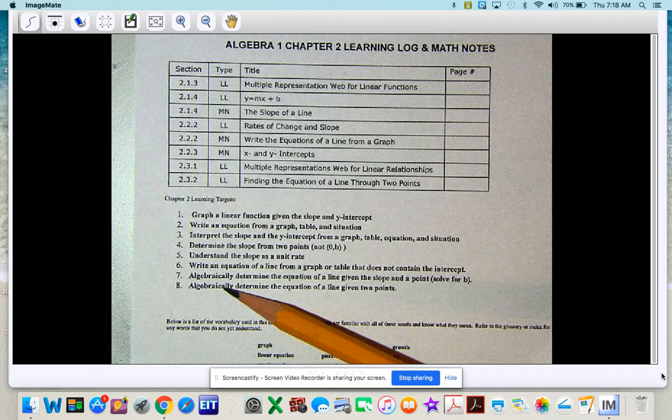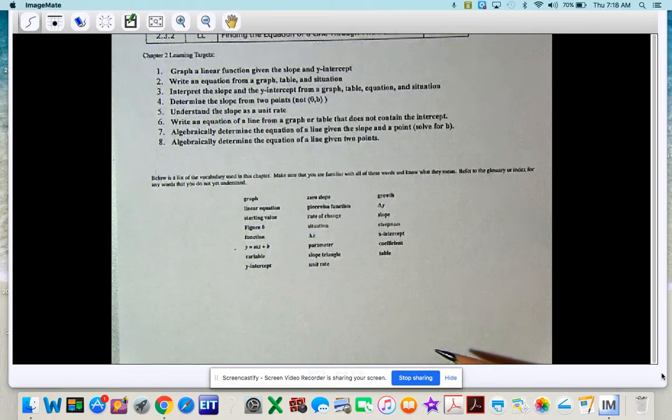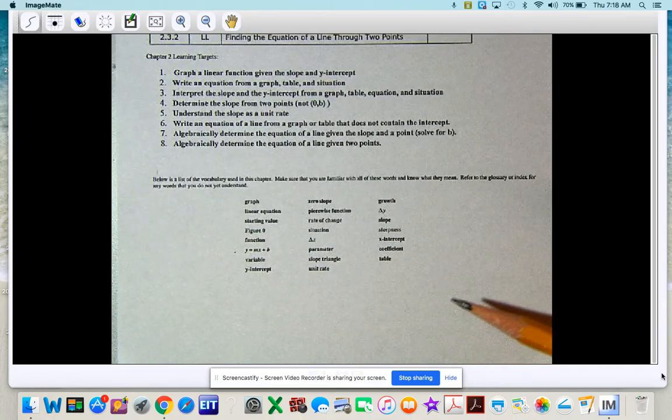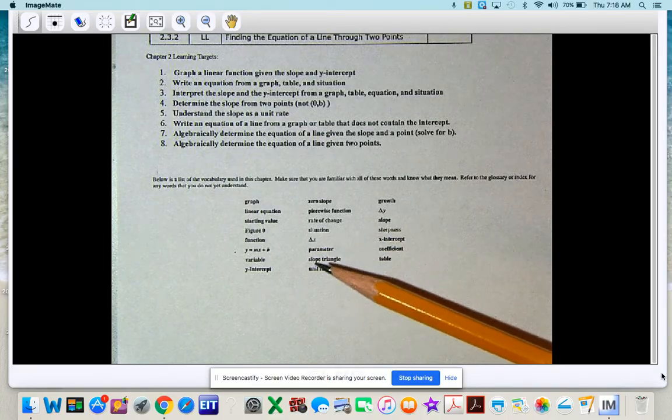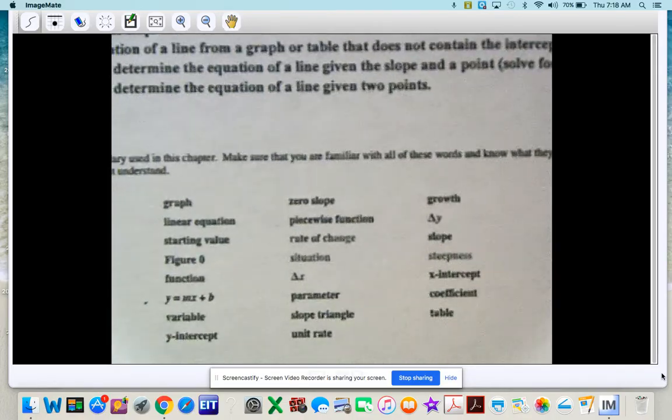Algebraically, so that's kind of important, algebraically determine the equation of a line given the slope and a point. So basically, you have to solve for the y-intercept, and then algebraically determine the equation of a line given 2 points. Okay, so by the end of this chapter, here are some of the major vocab words you're going to need to know by the end. So look through these different things. If there's something that you don't know by the end of the chapter, you'll definitely want to review these.